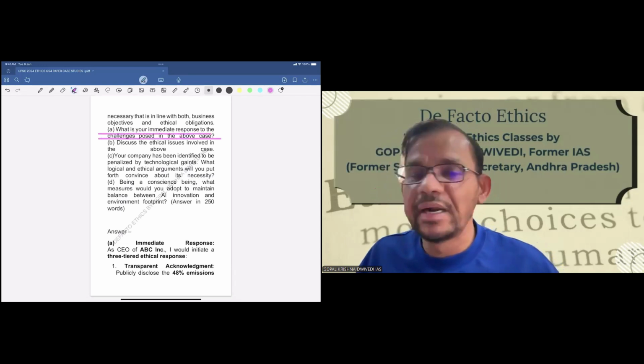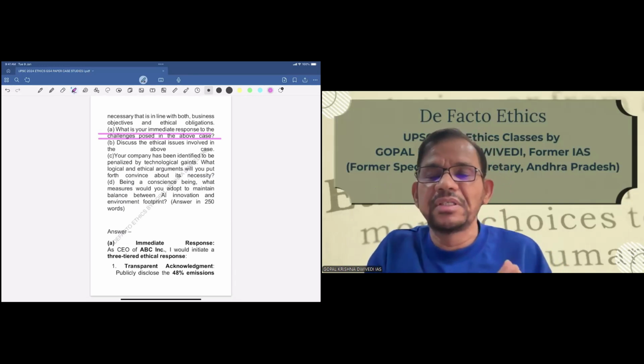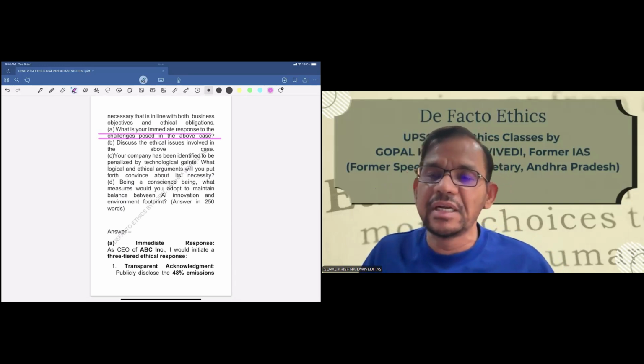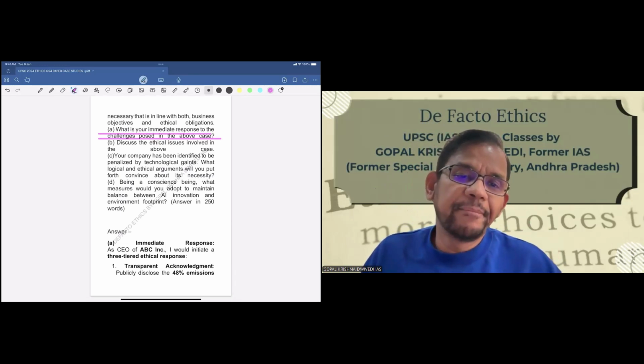So first we have to find out what are the challenges posed, and then second, what should be our immediate response? Because response can be of three kinds. One is immediate response, then medium term, and then long term response. So immediate short term response we have to mention in part A of this case study.